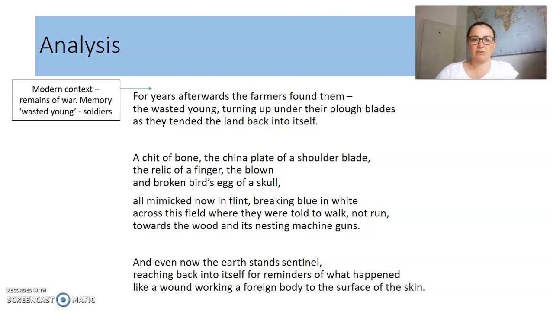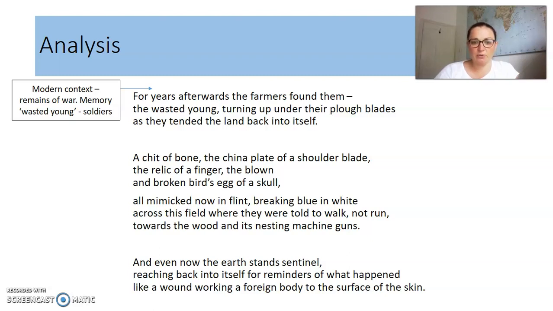It creates this idea of memory where it refers to them as wasted young. Obviously, many of the soldiers that signed up to fight during the First World War were underage, so that wasted young really highlights that and that their lives have been lost.